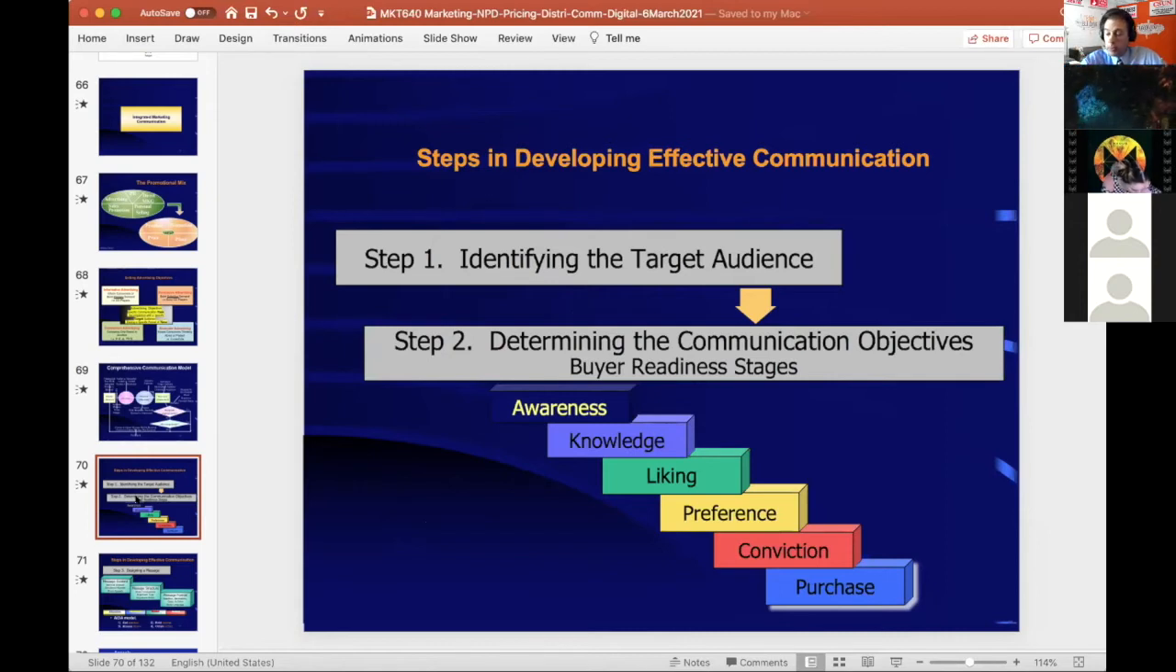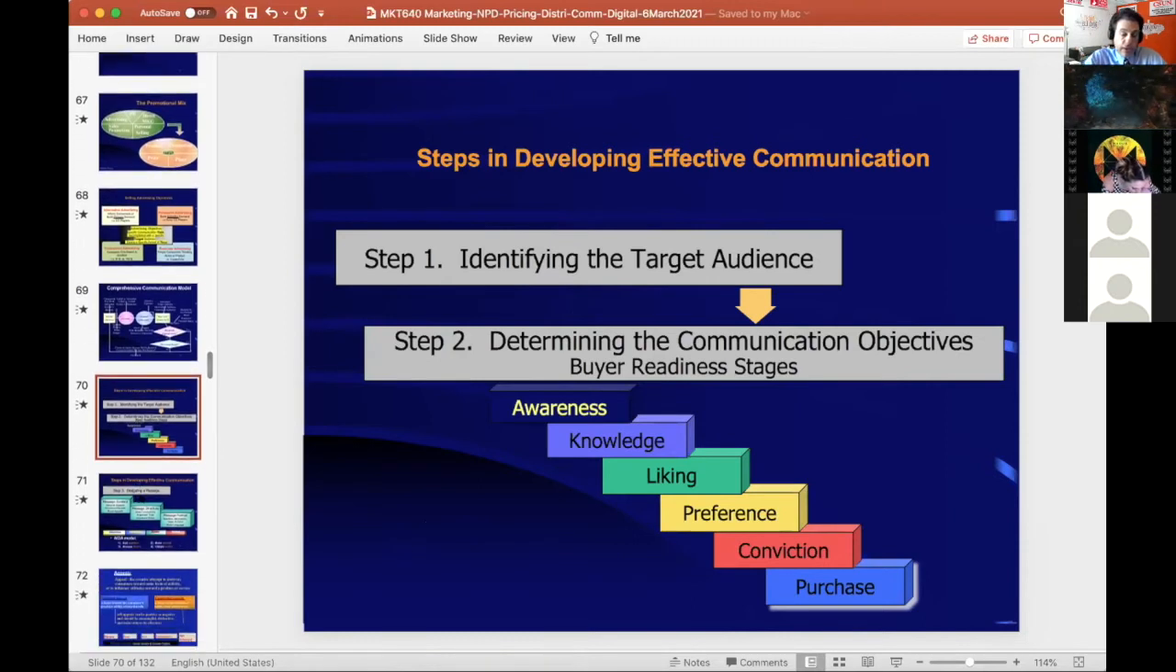Okay. So who are you communicating to as the first task, and then determining what objective you want: inform, persuade, compare, remind. Do they know? How much do they know? Do they like? Do they have preferences? Have they bought before? Are they fans and advocates of the brand?